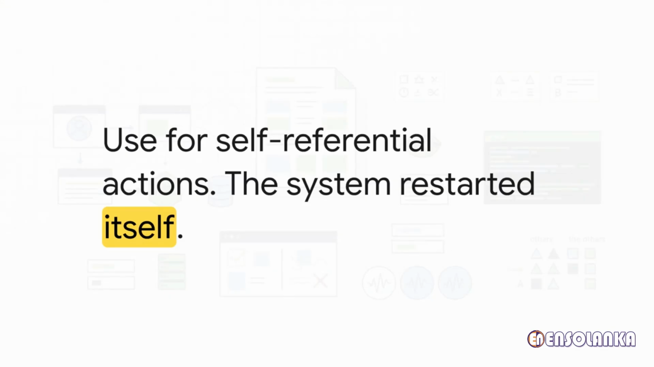And what about when an object performs an action on itself? Well, for that, we use a reflexive pronoun. We wouldn't say, the system restarted it. No, we say, the system restarted itself. It is the most precise way to describe these self-referential actions, which are incredibly common in logging, automation, and system design.